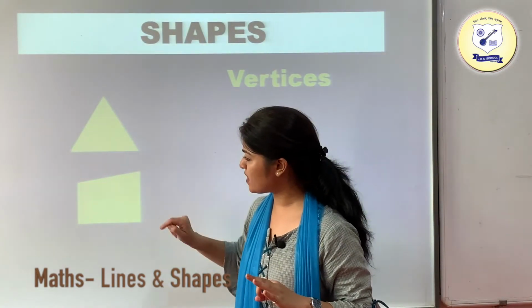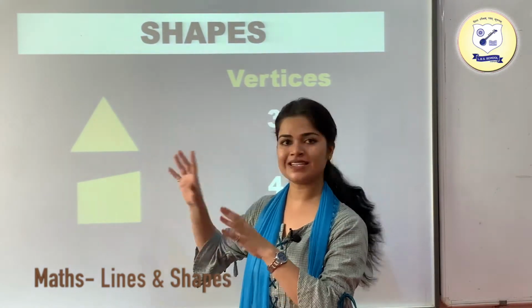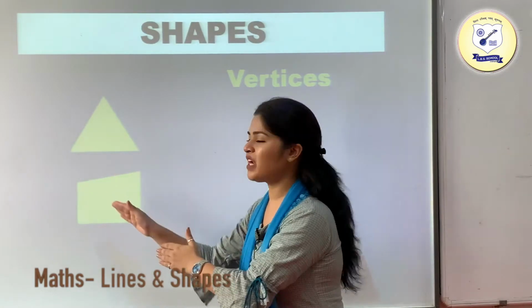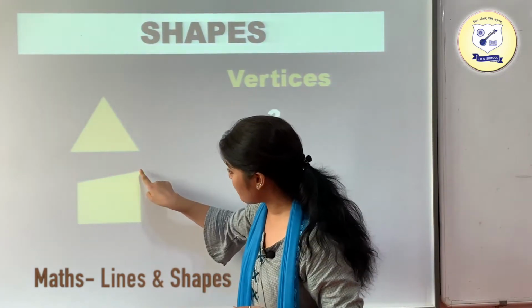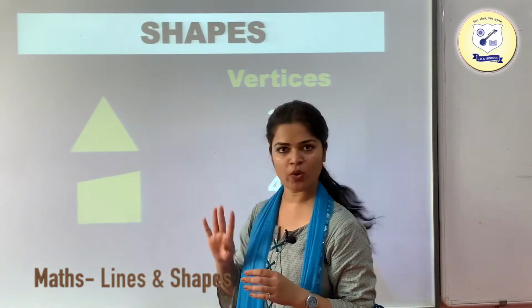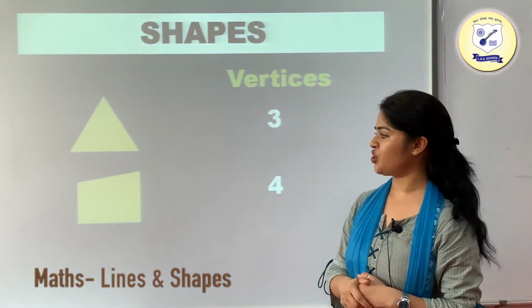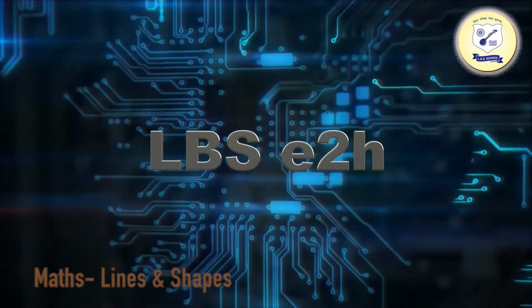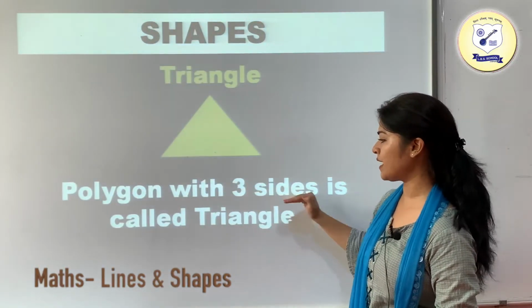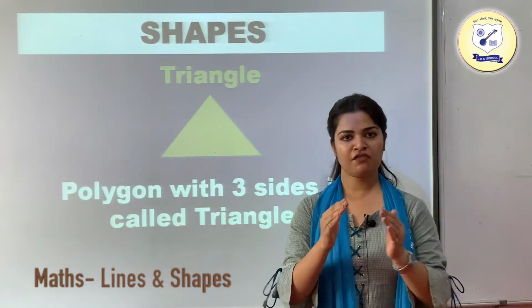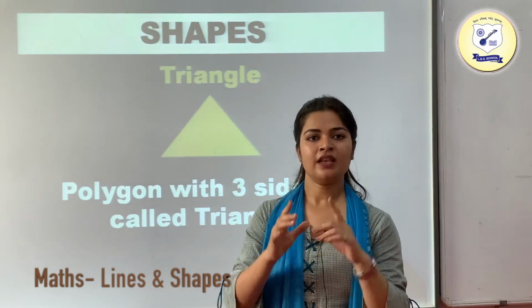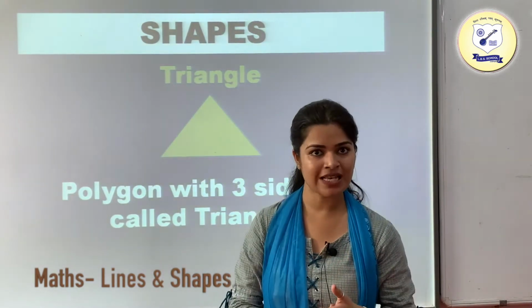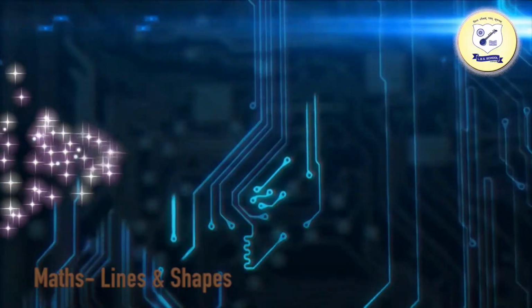Similarly in this shape you can see this is also a polygon since this is a closed figure and it is made up of line segments. So we are having 1, 2, 3 and 4 vertices in this second shape. A polygon with 3 sides is called a triangle. If you are having a polygon, then the polygon which is made up of 3 sides is known as your triangle.